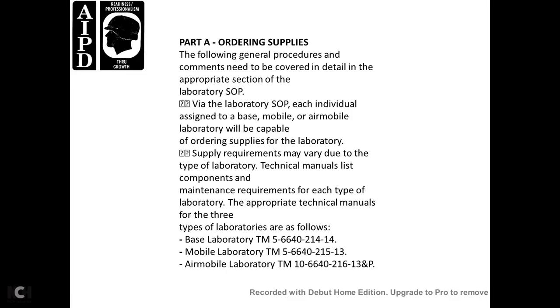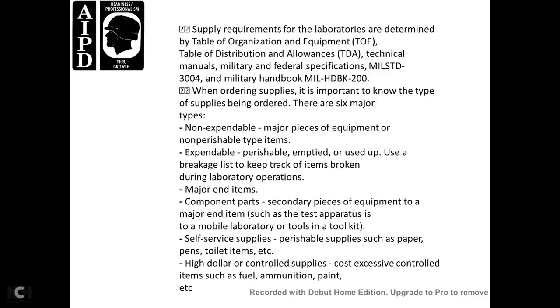The appropriate technical manuals for the three types of laboratory are as follows: base laboratory technical manual 566421414, mobility laboratory TM 566421513, air mobility technical manual 1066421613. Part B, Supply requirements. Laboratories determine the table of organization and equipment, the table of distribution and allowances, technical manuals, military details, federal specifications, Military Standard 3004, and Military Handbook 200.